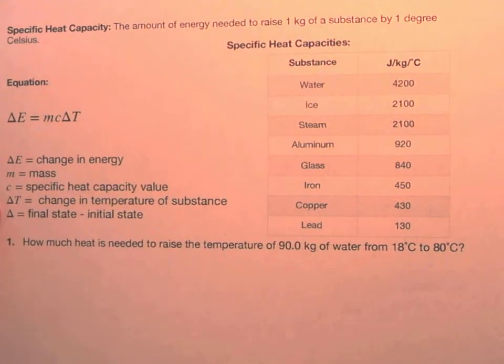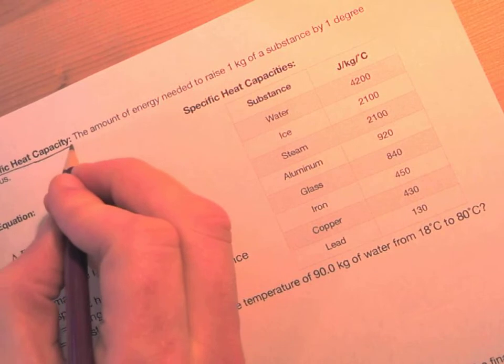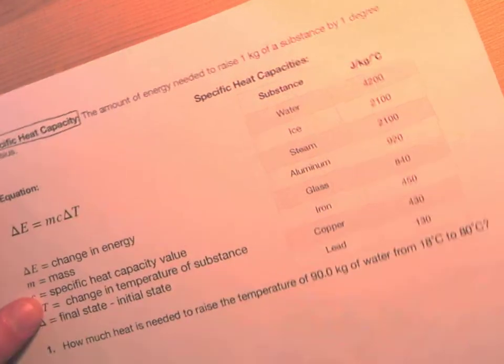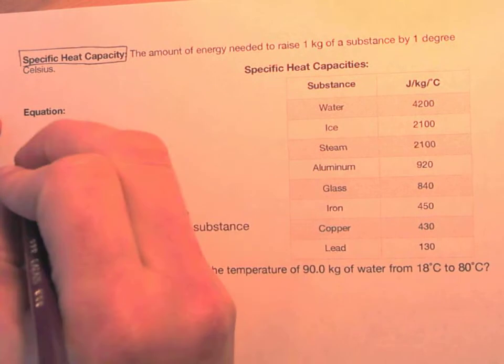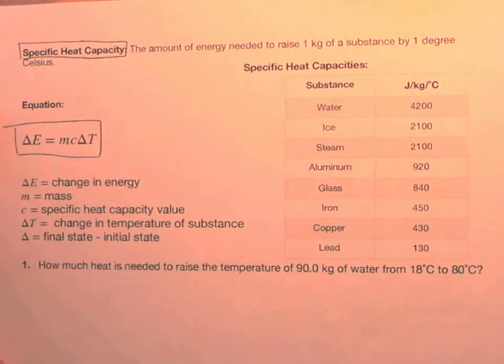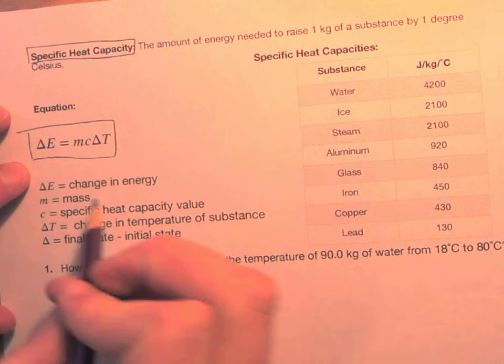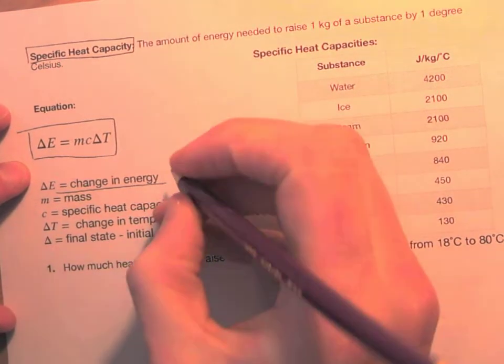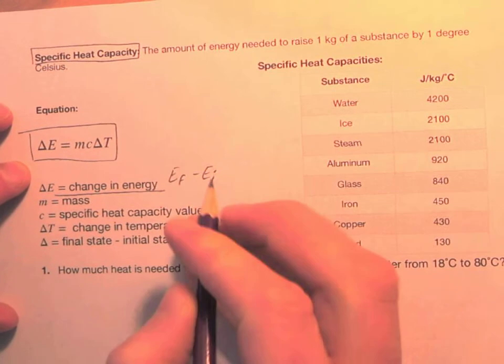So here, specific heat capacity is the amount of energy needed to raise 1 kilogram of substance by 1 degree Celsius. So this is kind of the main word for this lesson that you want to get, is specific heat capacity. So it's very interesting, and this is the equation that we're going to use for everything, is delta E equals mc delta T. Delta E is change in energy. It's your energy final state minus your energy initial state. But you don't really use that at all.